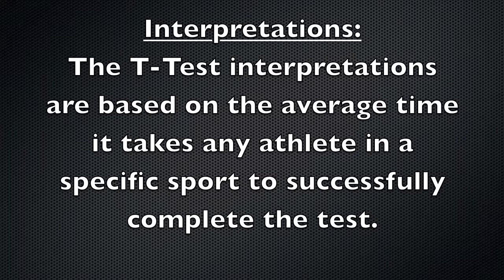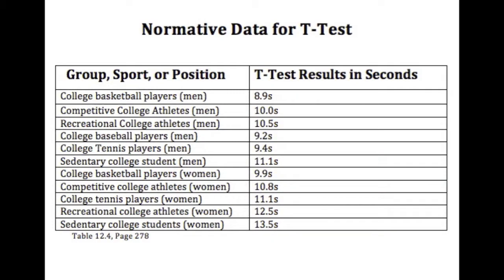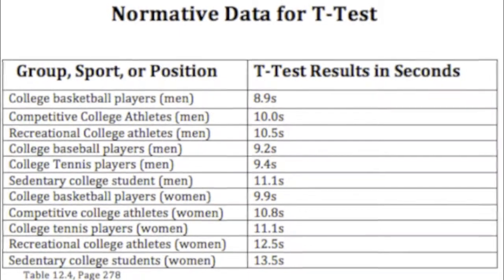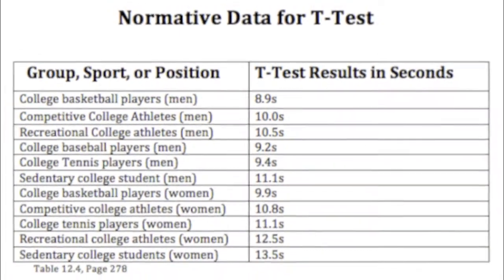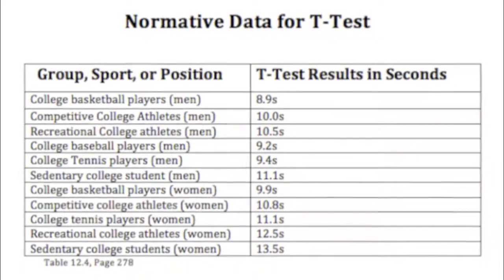Interpretations. The t-test interpretations are based on the average time it takes any athlete in a specific sport to successfully complete the test. Once again, here is the chart that demonstrates the average time it takes any specific sport and athlete to complete the t-test.